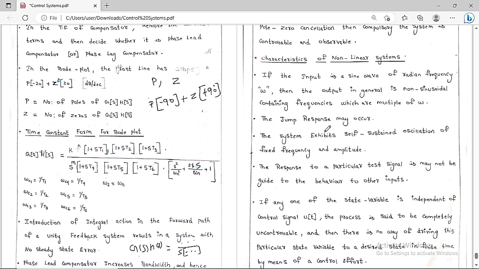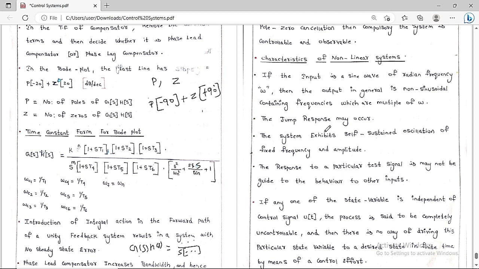If the input is a sine wave of radial frequency omega, then the output in general is non-sinusoidal, containing frequencies which are multiples of omega. I have already told you, if we take a non-linear system and give a signal having frequency omega, then the output will have multiple frequencies like omega, 2 omega, 3 omega, and so on.